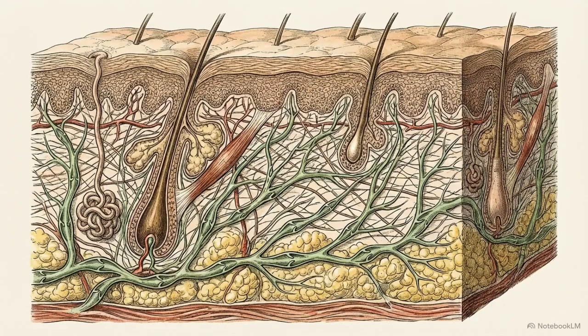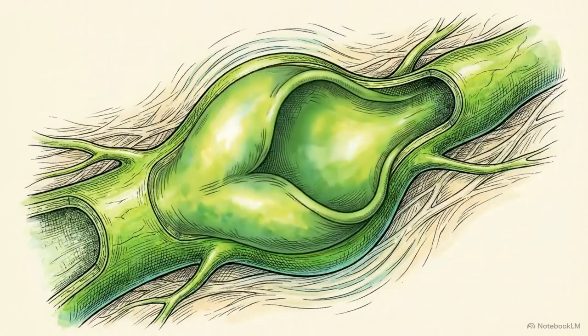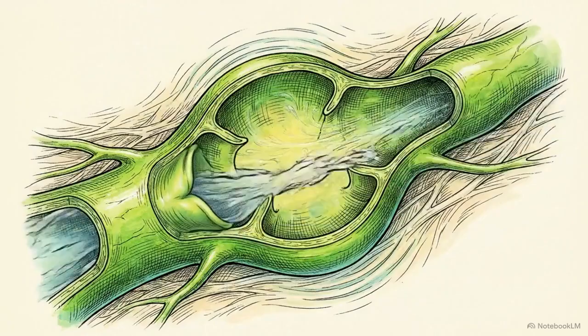The second factor is the lymphatic buffering system. If fluid does begin to build up, the lymphatic vessels physically dilate and increase their flow rate, pumping up to 50 times normal volume to drain excess fluid back into the bloodstream.